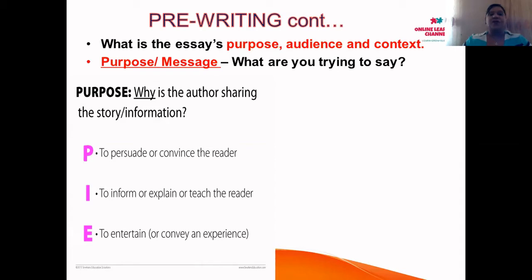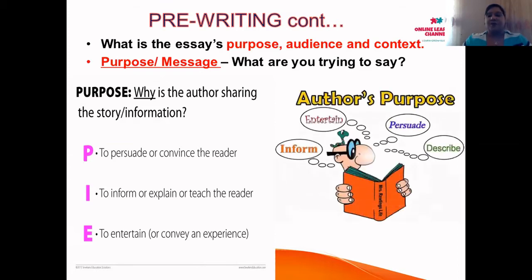P, to persuade or convince the reader. I, to inform or explain or teach the reader. Or E, to entertain or convey an experience. Or we could go even further. We've spoken about persuade, entertain, inform, and you can also describe something to the reader.